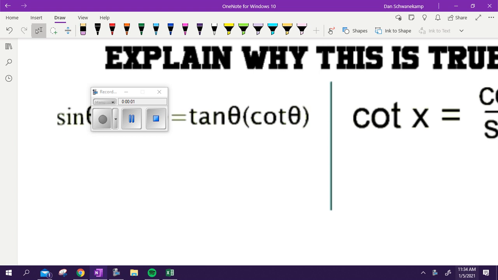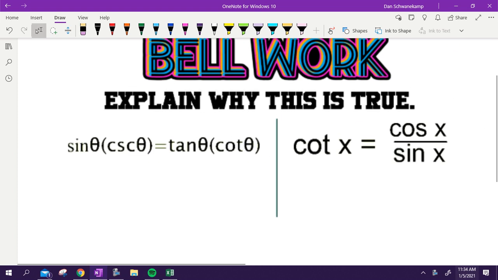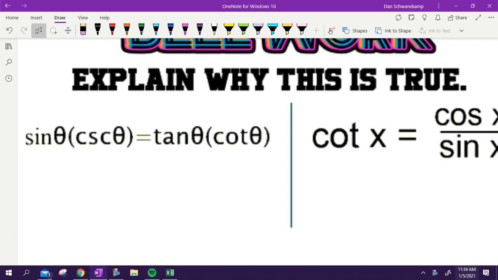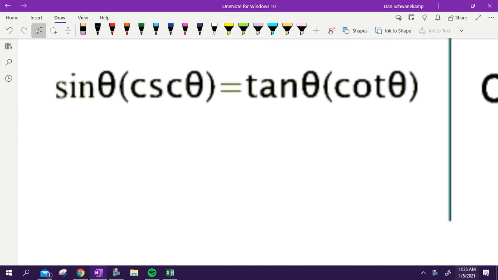All right, today we are dealing with trigonometric identities. That is where we're building this from. I'm going to show you here in Bellwork and then build to it more in notes. We're trying to explain why this is true. We don't need to use words. We are going to use symbols and concepts a little bit more.